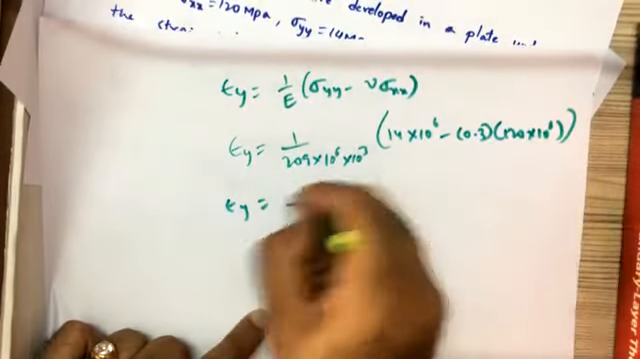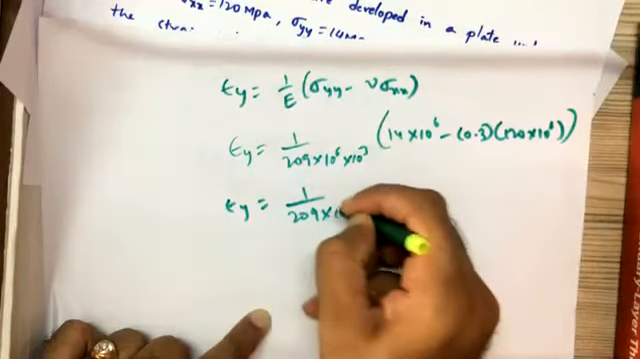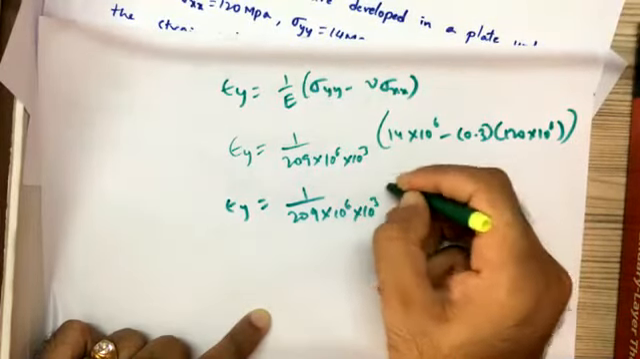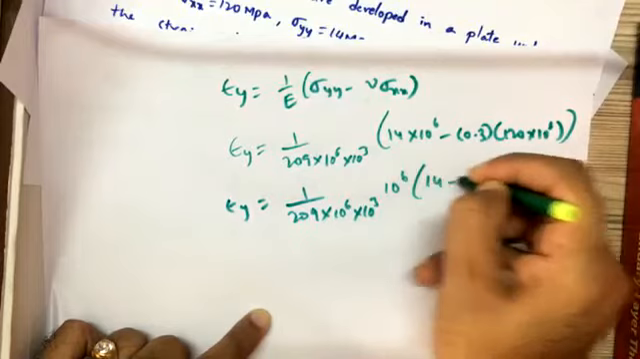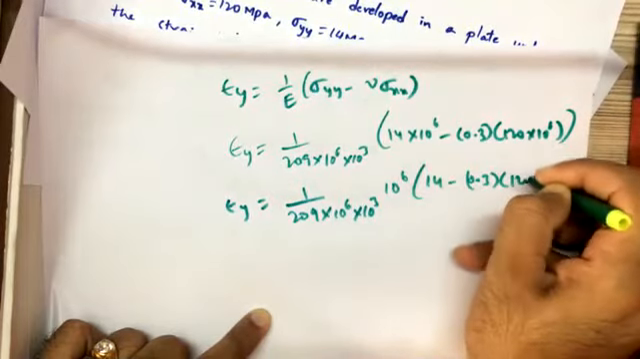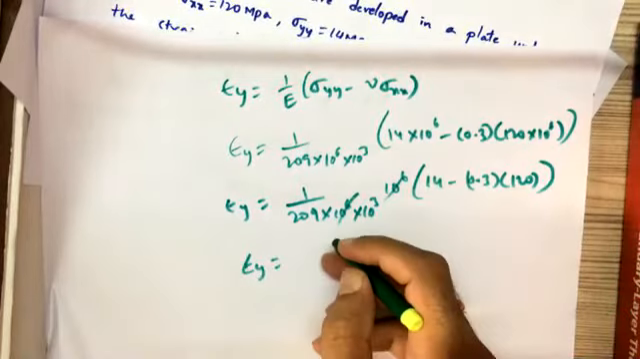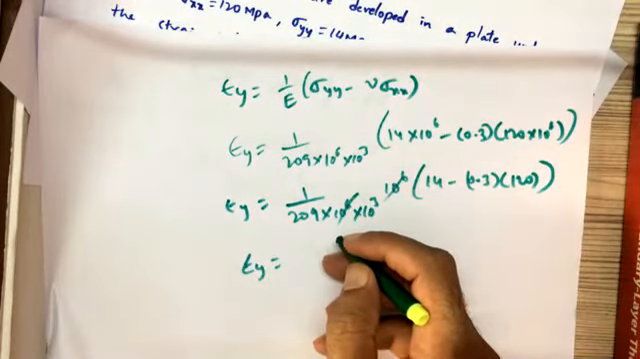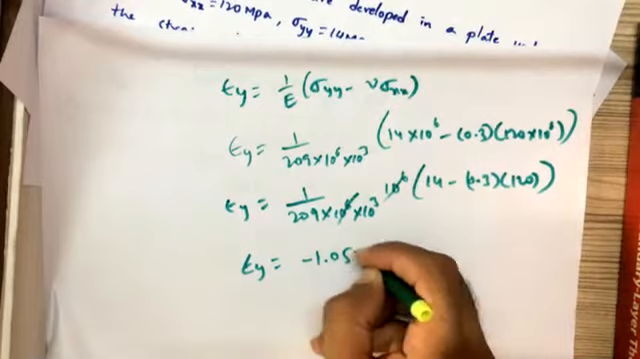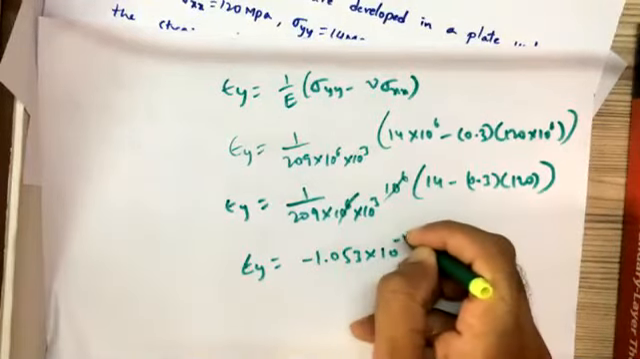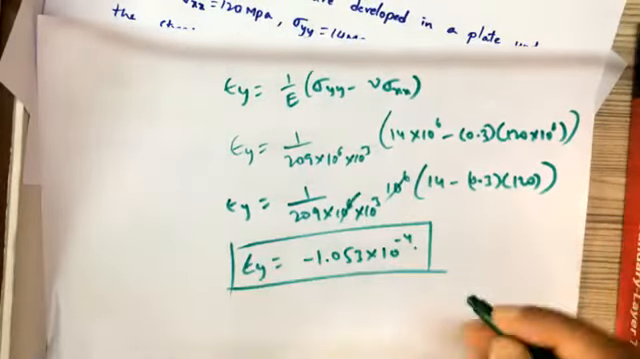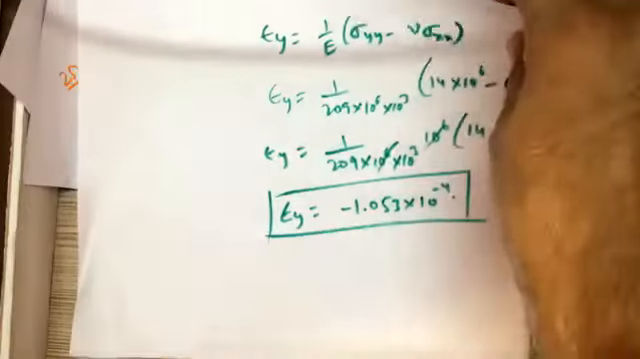So epsilon y is equal to 1 by 209 into 10 to the power of 6 into 10 cube, and if I take 10 to the power of 6 common, 14 minus 0.3 into 120. The 10 to the power of 6 terms cancel. If you simplify this, you will get epsilon y as minus 1.053 into 10 to the power of minus 4. That is your epsilon y.